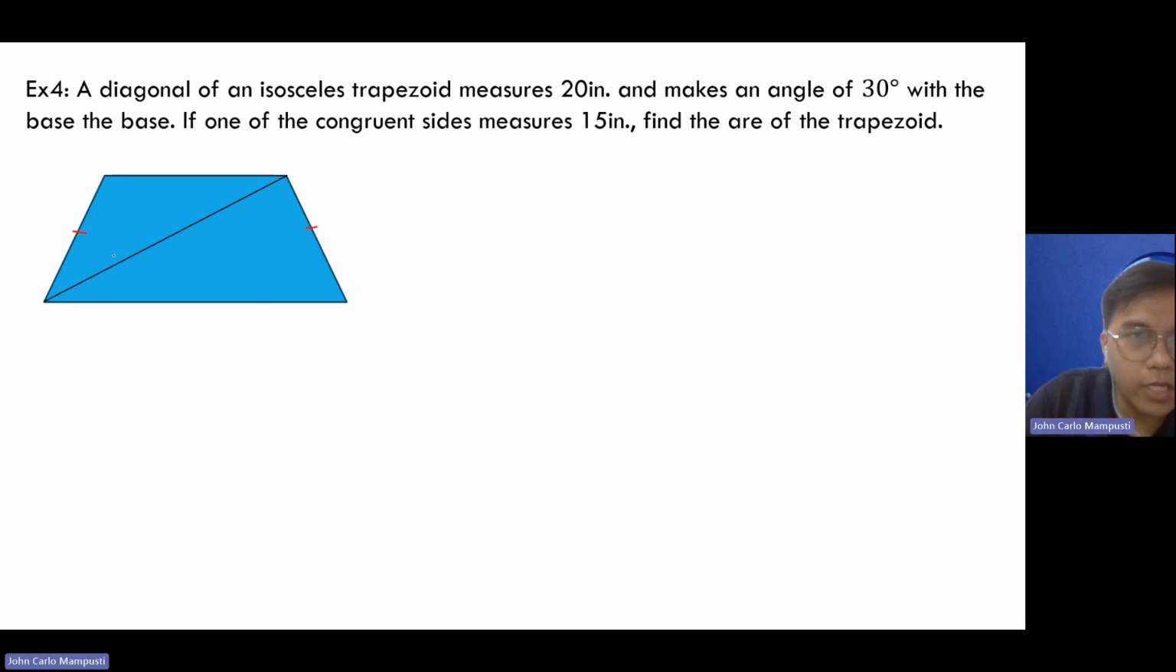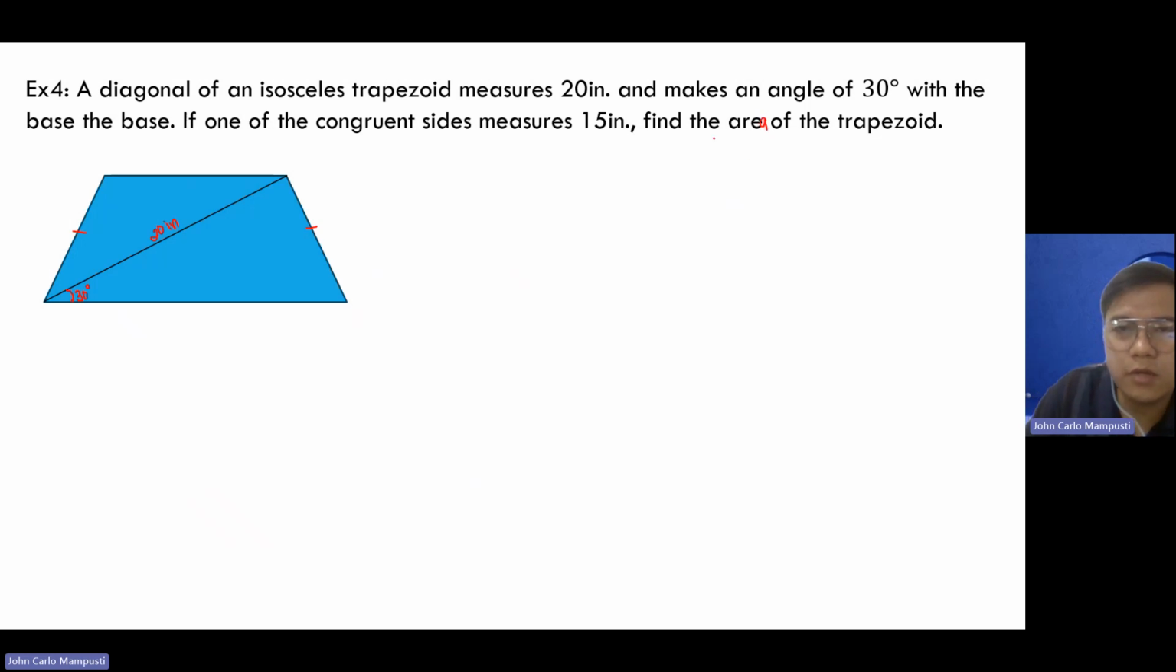So ibig sabihin, pwedeng ito. So this one, this is 20 inches. So, kung babaliktarin niyo naman 'to, parehas lang ng magiging itsura. Okay? So 20 inches yan, it makes 30 degrees dun daw sa side natin. Okay? So dito, if one congruent side measures 15 inches, find the area of the trapezoid.